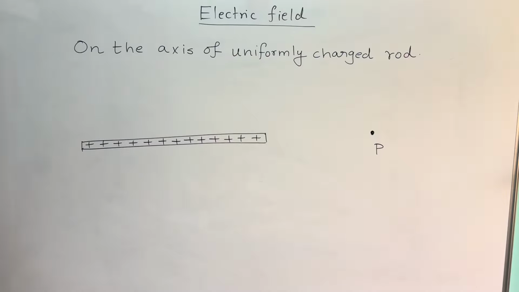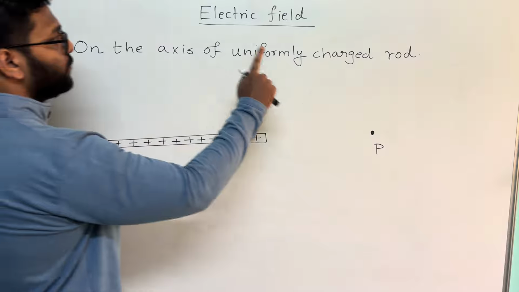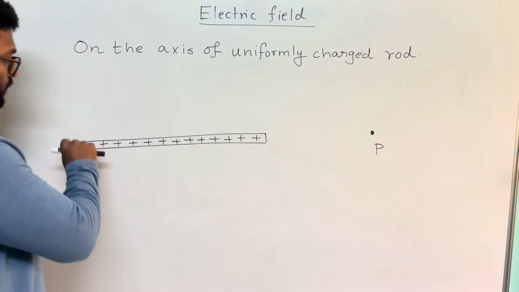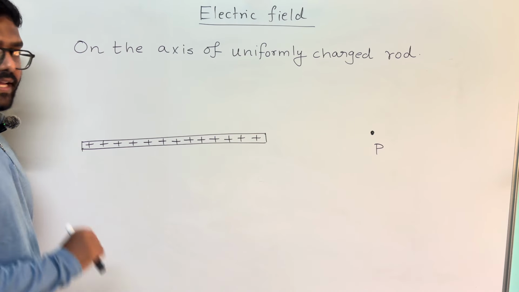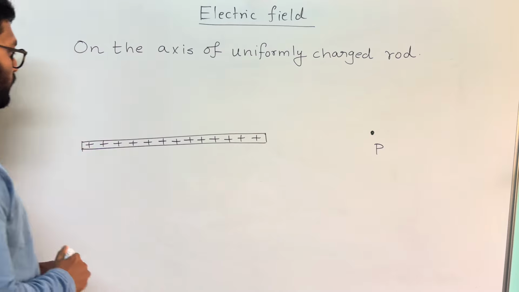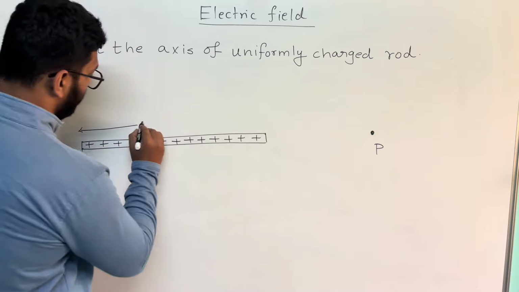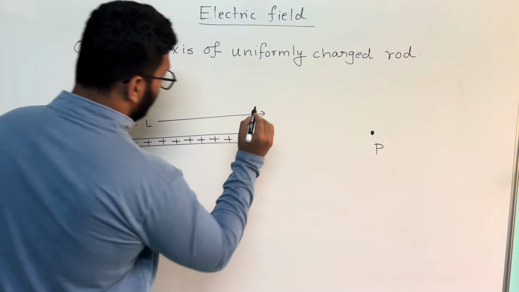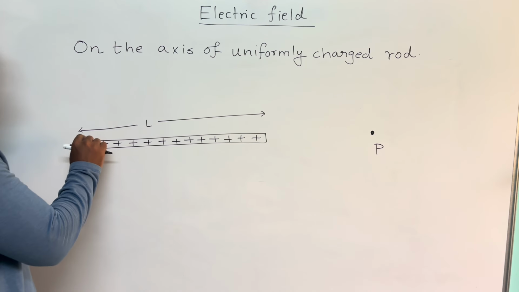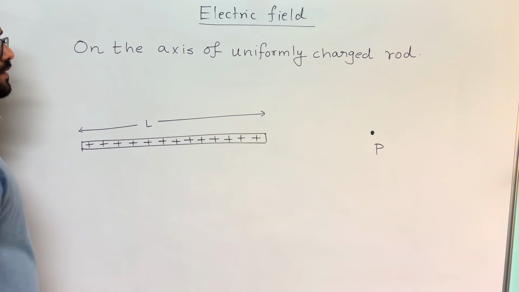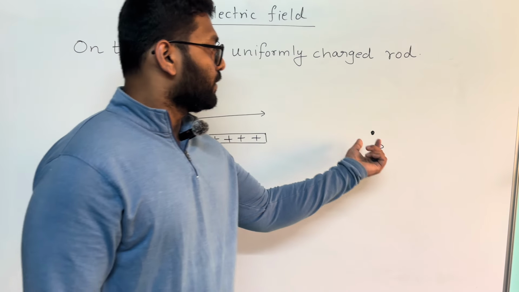In this video, we are going to talk about the electric field on the axis of a uniformly charged rod. So we have a one-dimensional rod. Let's say the rod's length is capital L. Let me write it over here, capital L. And we want to find the electric field due to this extended body at this particular point P.